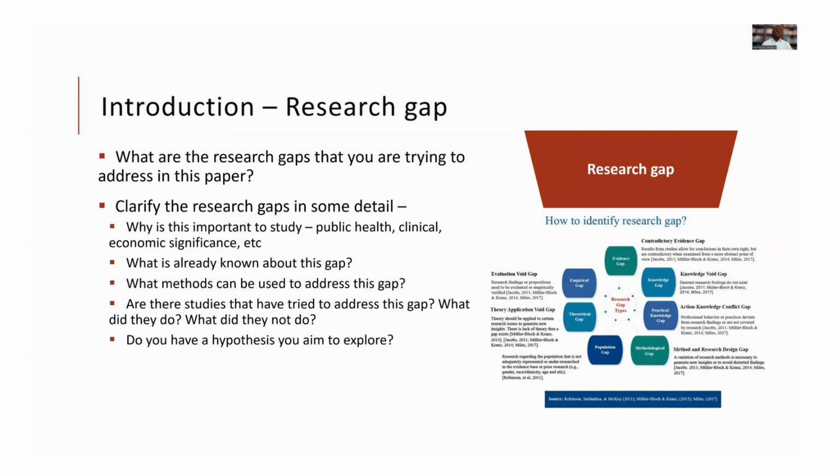Also, because there are a lot of primary studies, sometimes there are reviews that have looked at studies relating to the particular condition you're looking at. Sometimes you need to be much more specific and differentiate why your research gap is different from some of the research gaps that other people or other studies have been looking at.